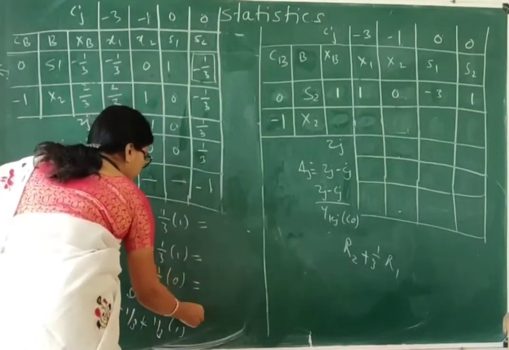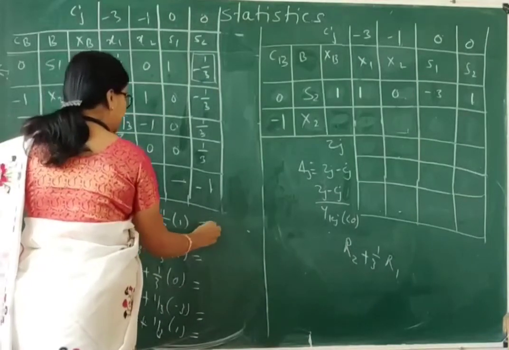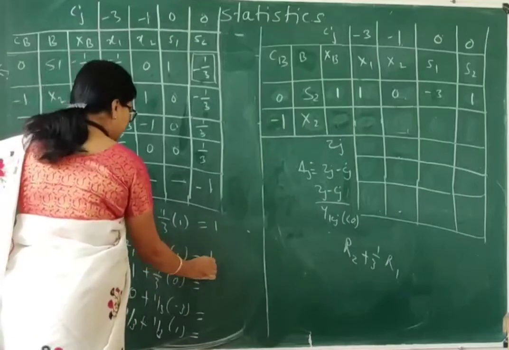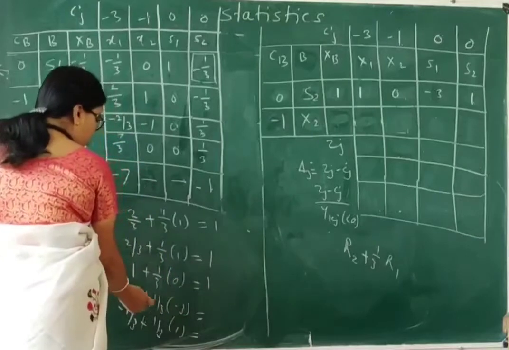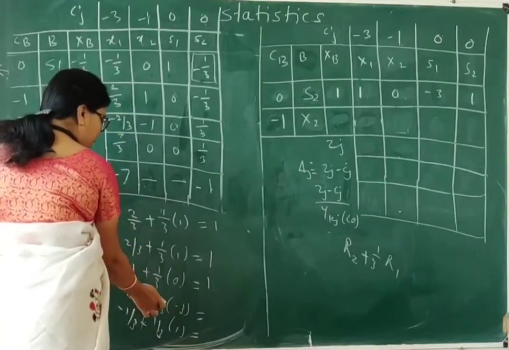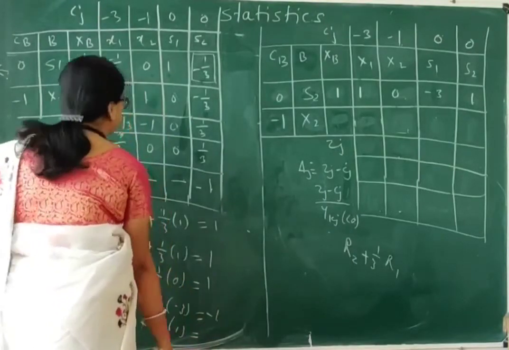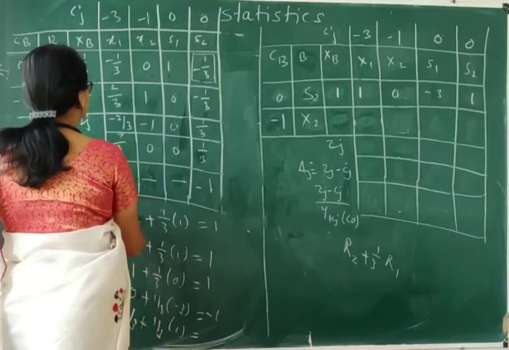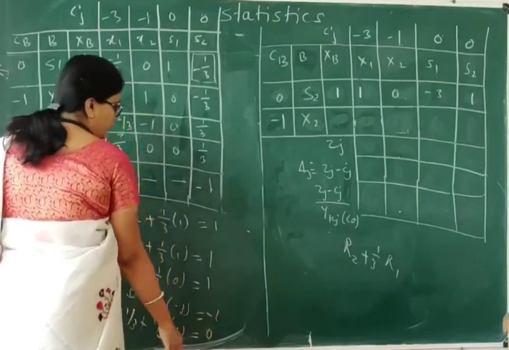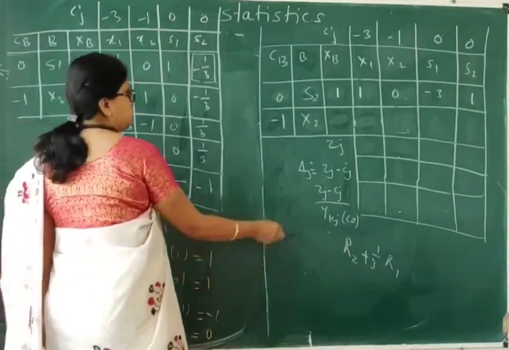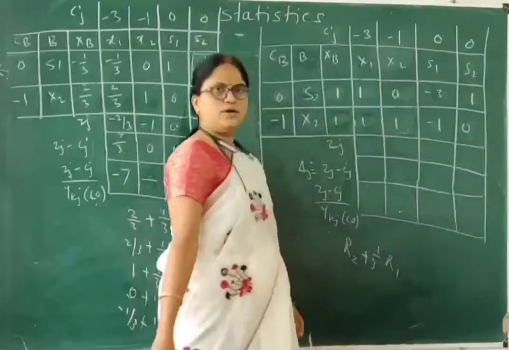Okay, so what is the answer? So 2 by 3 plus 1 by 3, it is 3 by 3 means 1. So 2 by 3 plus 1 by 3 is again 1. So 1 plus 0 into 1 by 3, that means it is again 1. So 0 minus 1 by 3 into minus 3, so it is minus 1. And minus 3 plus 1 by 3 is 0. So the values become 1, 1, 1, minus 1 and 0. Right? So that is the value.